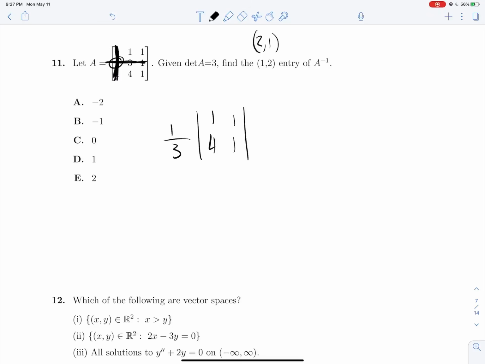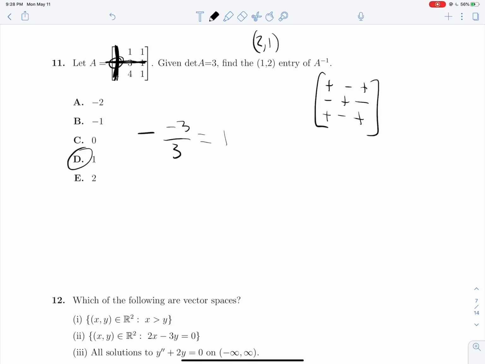But what we have to remember, just to add another layer of complexity, is that every single entry of A inverse has a sign on it if we're doing this cofactor expansion, but it's something that we've already seen in this video. It's just given by this plus minus plus scheme here. So the 2, 1 entry will have a negative sign, so we can add that there. This determinant becomes negative 3. So we get 1, which is D for number 11.